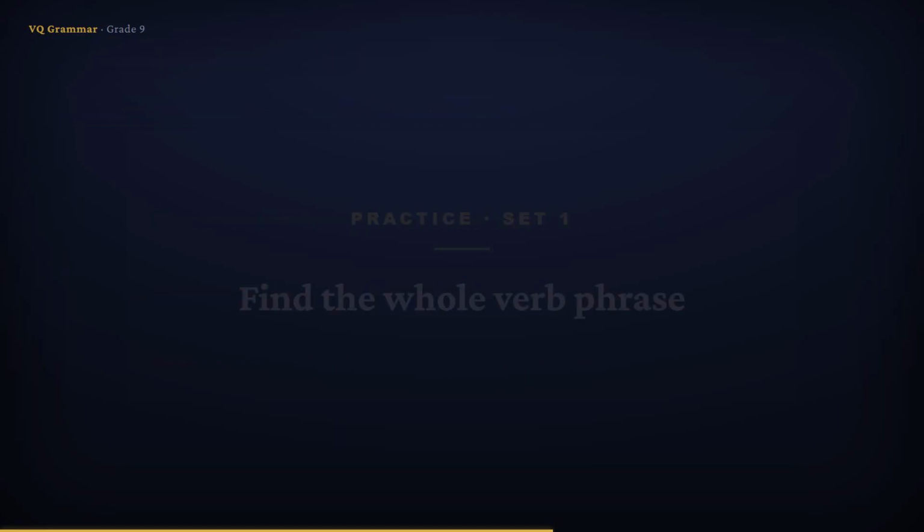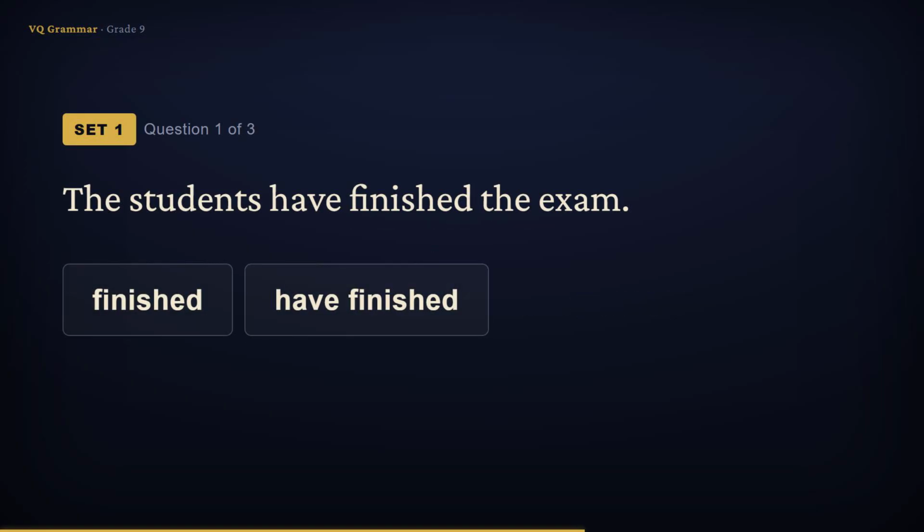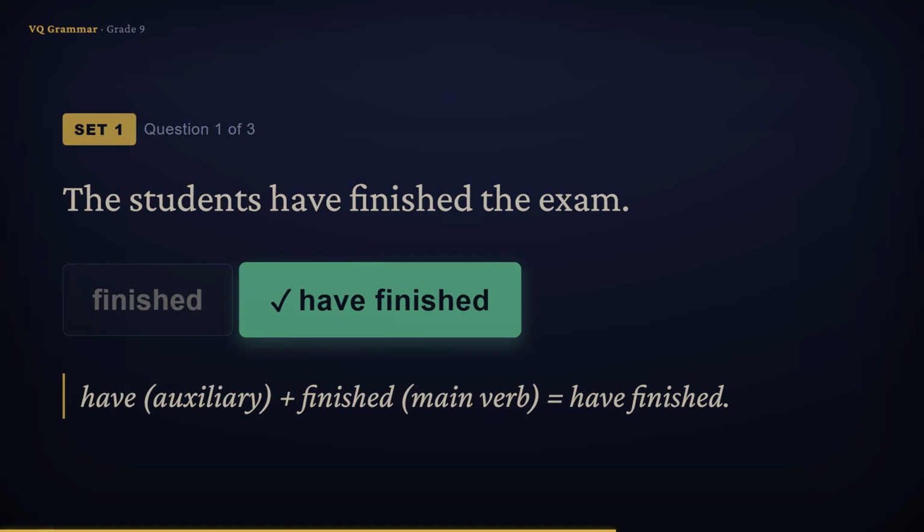Ready to practice? Let's try a few together. In this first set, I'll give you a sentence, and you pick the complete verb phrase, the main verb plus all of its auxiliaries. Pause the video and decide before I reveal each answer. The students have finished the exam. The main verb is finished, but it has a helper in front of it, have. So the complete verb phrase isn't just finished, it's have finished, the auxiliary and the main verb together. The answer is have finished.